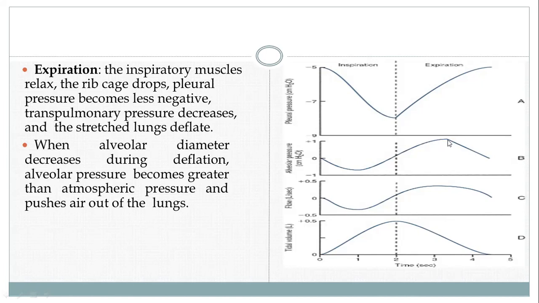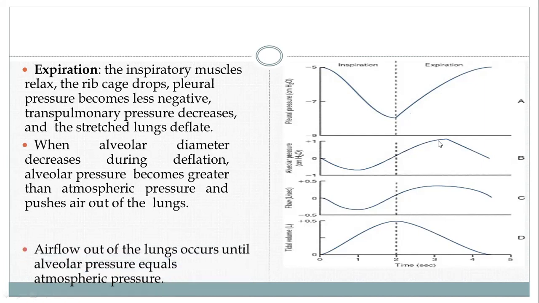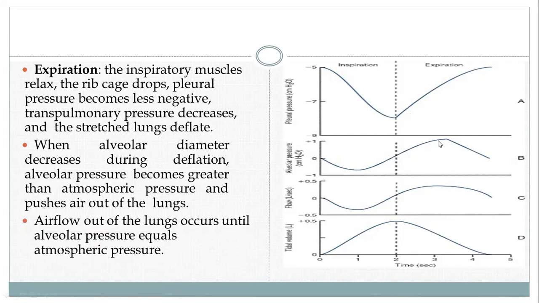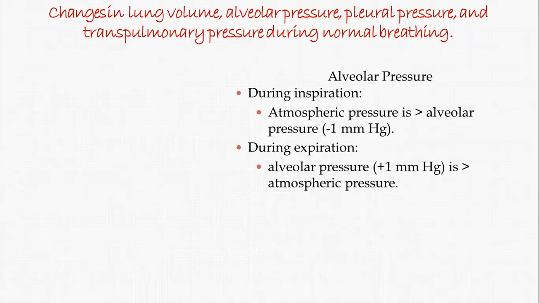So alveolar pressure goes on increasing, and this change in pressure will cause the air to push out of the lungs. The airflow out of the lungs occurs until the alveolar pressure equals the atmospheric pressure. So this process will continue till it reaches the atmospheric pressure. That is how the pressure is maintained. First we create the pressure gradient, and then the movement of air will try to balance this. Until it is balanced, the process of inspiration and expiration will continuously go on.